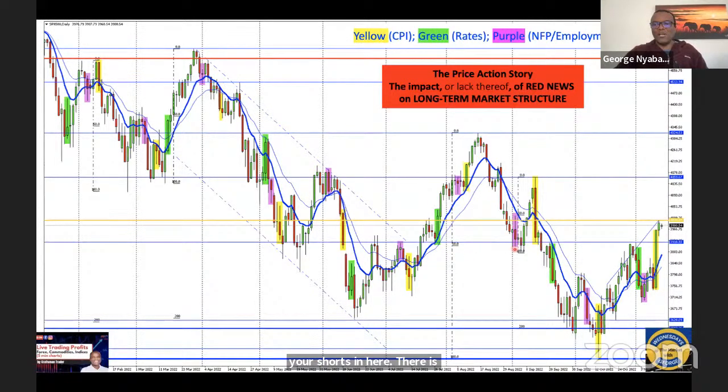So if for any reason you had exited out of your shorts in here, there is no structure for us to trade. Well, let me not say that. You can always trade any pattern. But for those who trade the way I trade, see the pattern, wait for the breakout, pullback, high one, you would not have jumped into longs. You'd have been waiting. So if you're out of your trades, then you must jump in and keep on selling. So then you get NFP, purple.